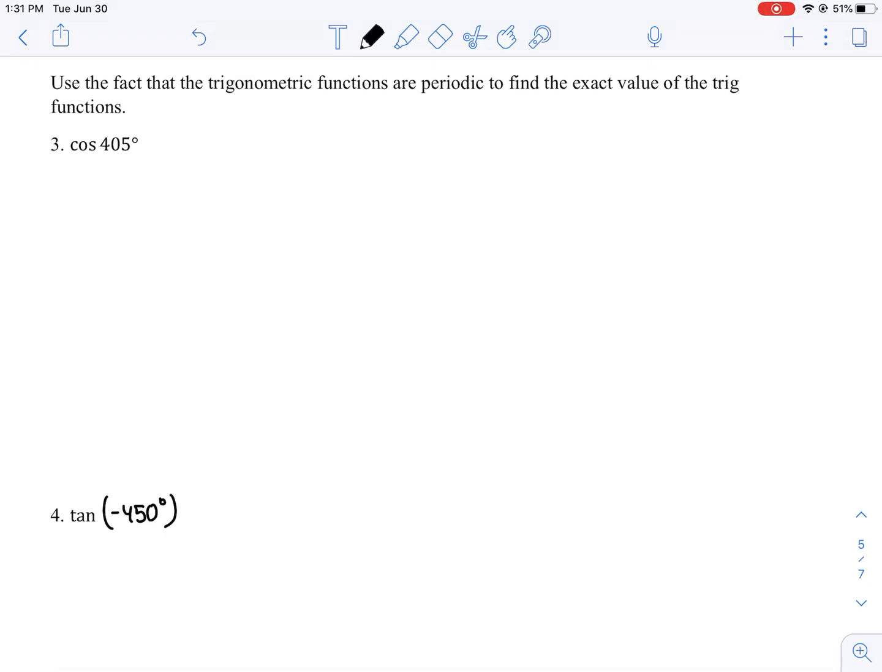Hello class, in this video I'll be showing you how to use the period of a function to find the exact value of the trigonometric function. Let's begin.